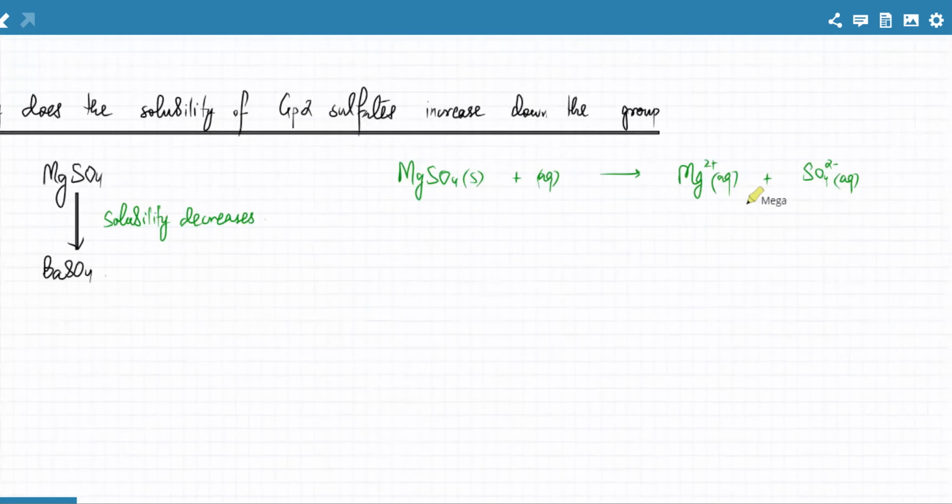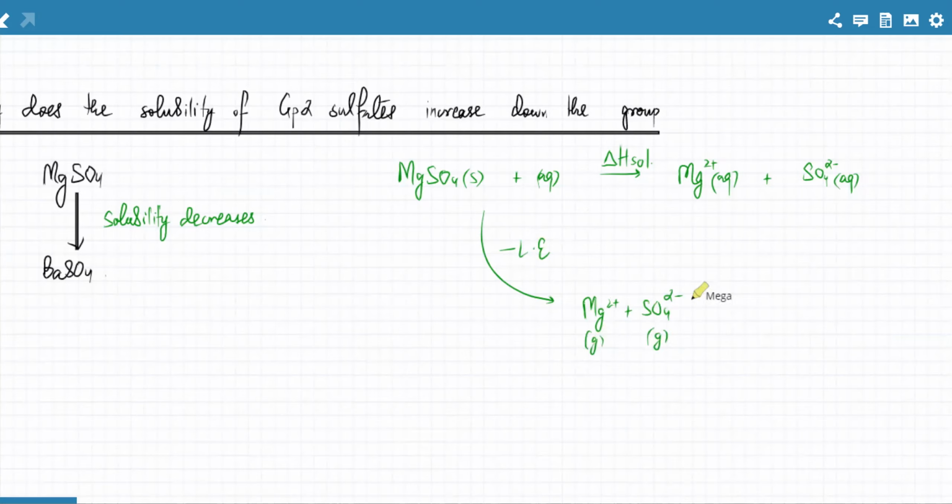That's just the enthalpy change of solution, and the other part is you're going to break the lattice, negative of lattice energy, so that they turn into gaseous ions. And then those gaseous ions mix in water to form solution, and that's your enthalpy change of hydration. So that's your complete cycle.